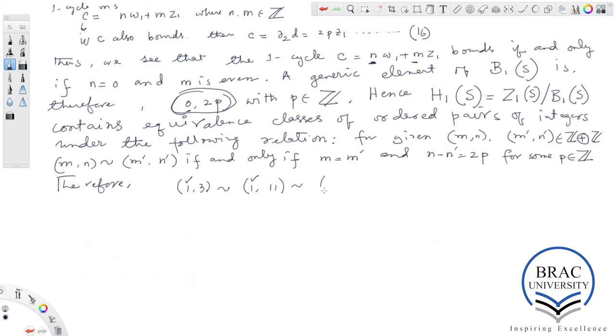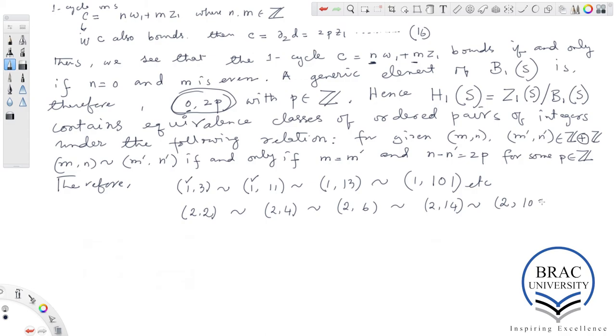And this is also equivalent to (1, 13), and this is also equivalent to (1, 101), etc. Of course, (2, 2) is equivalent to (2, 4), is equivalent to (2, 6), is equivalent to (2, 14), and it keeps going like this, is equivalent to (2, 102), say. So (2, any even number) is going to belong to this class.